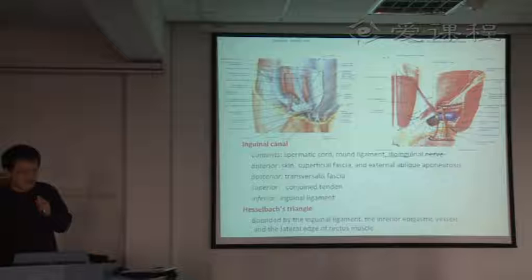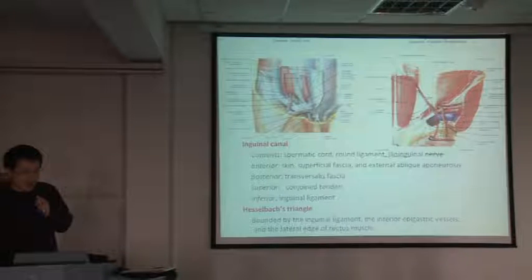This triangle is very important, very important. It's also very common in your examinations. We call this Hasselbach's triangle. Please remember its border. The border is the inferior epigastric vessels, this is the inguinal ligament, and this is the lateral edge of the rectus muscle. So please remember this triangle.